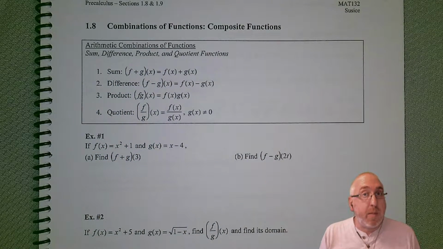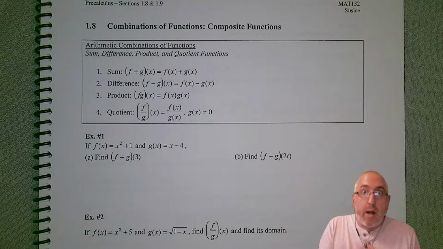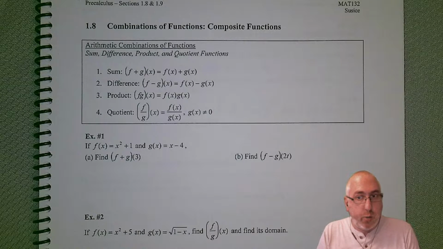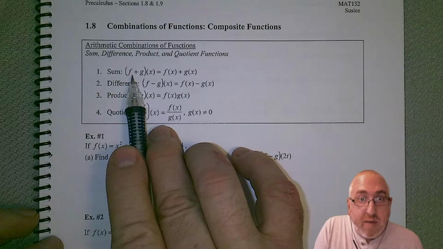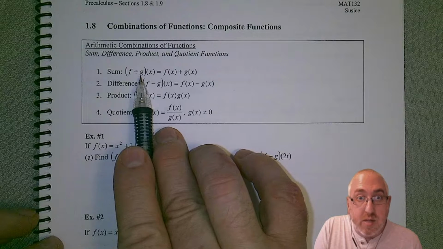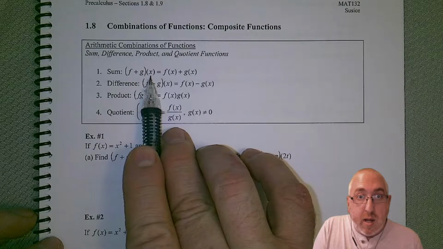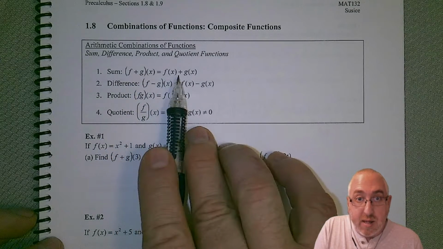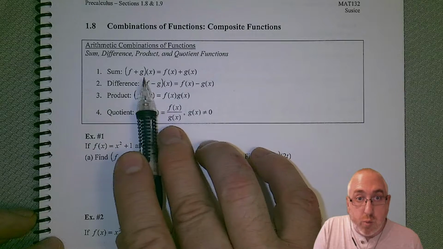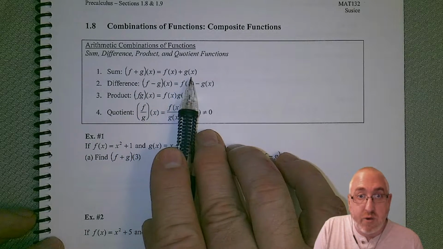Now, the biggest thing to keep in mind with these is that we're just looking at how the notation impacts what you're actually doing. So we can see that the notation for sum, we just have f plus g in parentheses, and then we have our x on the outside of that. Now, by definition, this means this. So this is really the same thing as saying f of x plus g of x.